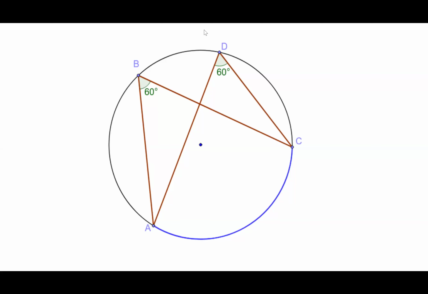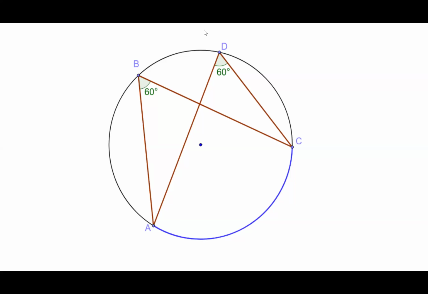So if you look at the diagram here, I've drawn the radius from A to the center, and then also from C to the center. And if you look back to the previous theorem, which tells us that the angle subtended here is double the angle at ABC, so this would be 120, right? But since ADC also subtends the arc AC, then ADC would be half of this. So this is why ABC is equal to ADC.